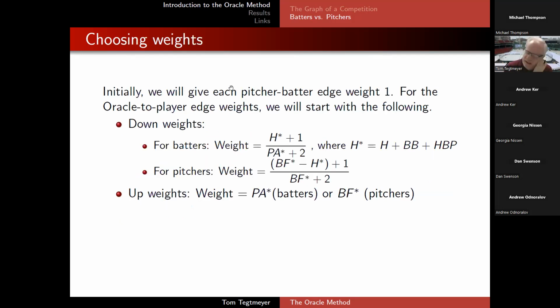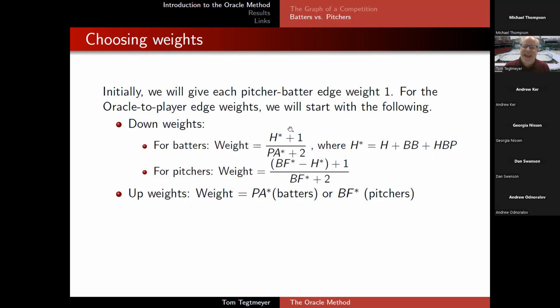So I need to choose the weights. We'll give each pitcher-batter edge weight 1. And then for the Oracle 2-player edge weights, I'm basically going to base it on their on base percentage for the batters. Have to adjust it a little bit.